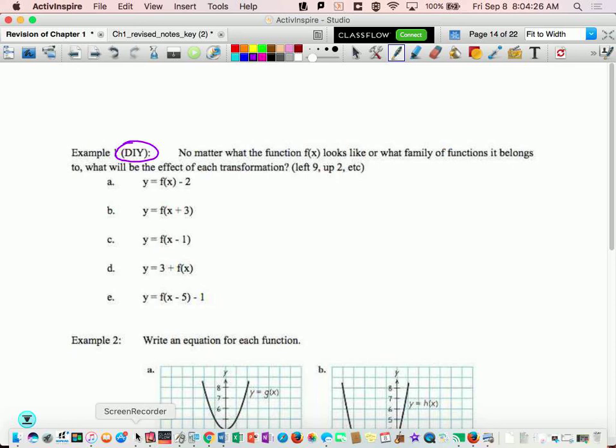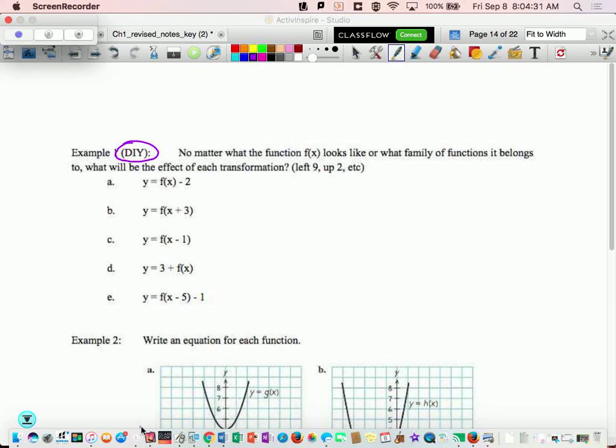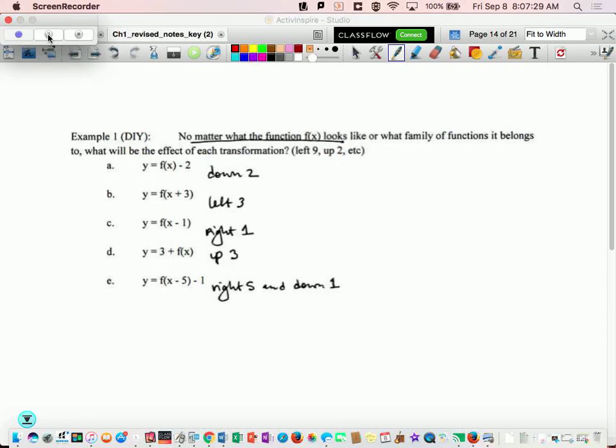So at home, people would pause the video and they would come back to see the answers. So here would be your answer. This one is down 2, left 3, right 1, up 3, right 5, and down 1. So hopefully you got those.